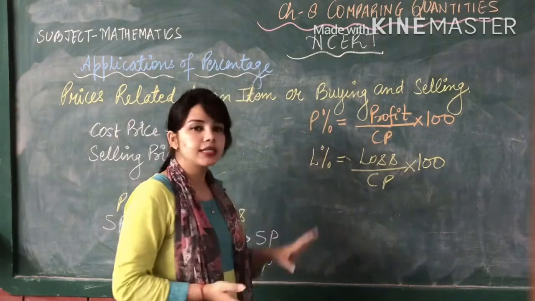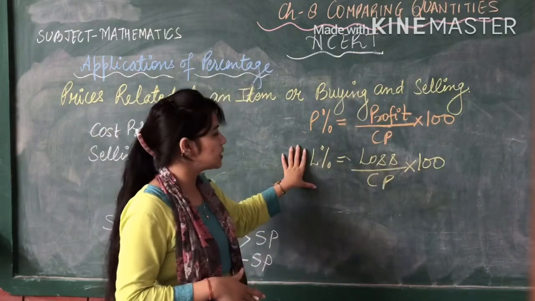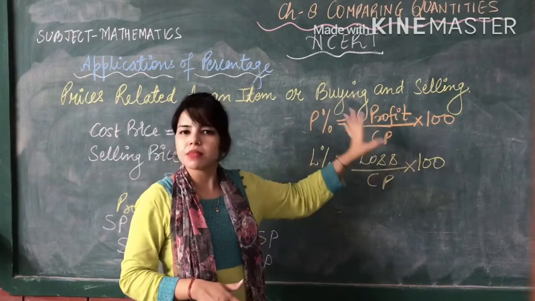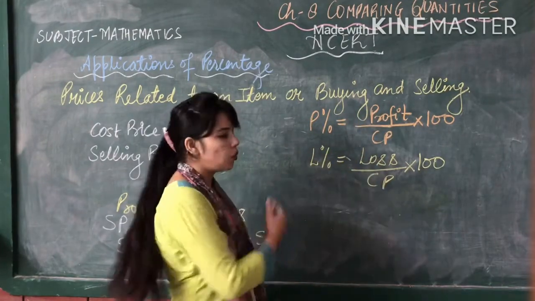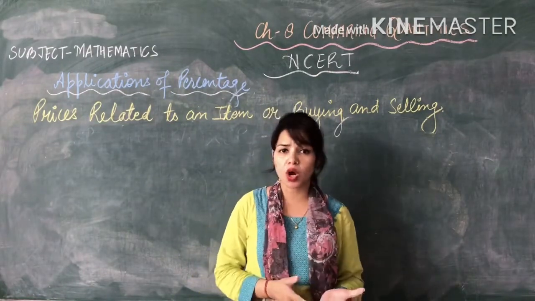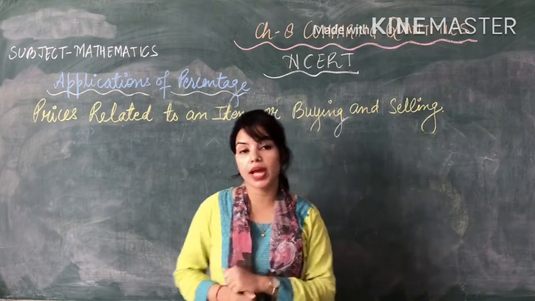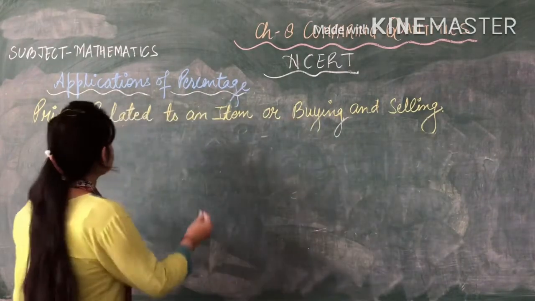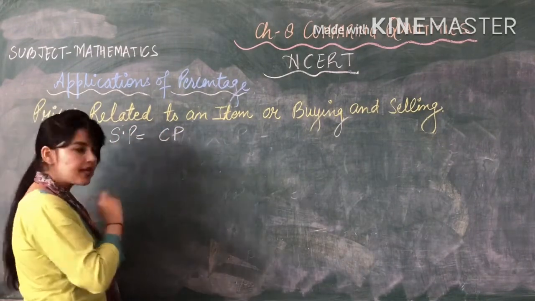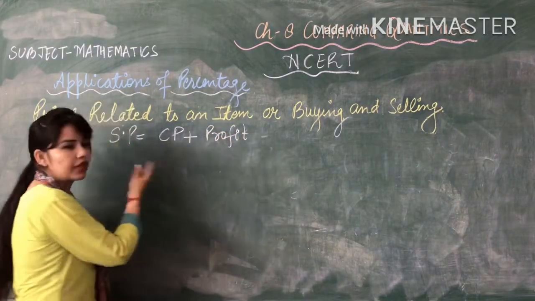Sometimes profit percent is already given to you and you have to find the profit in rupees, or a loss percent is given and you have to find out the loss. Out of these three, if anything is missing, you can easily find it if the other two are given. Now suppose, children, you have been asked to calculate the selling price. How will you calculate it? The selling price is the cost price plus the profit. If it is given, we can directly find it.